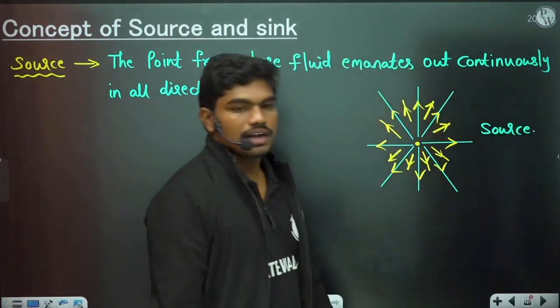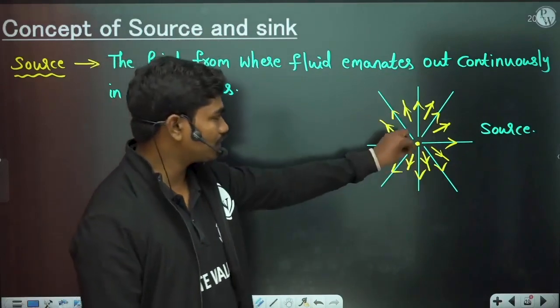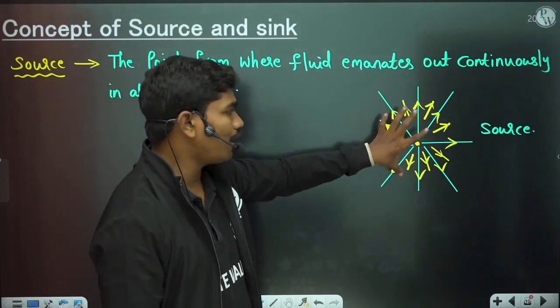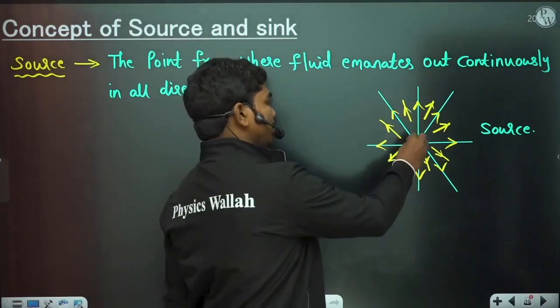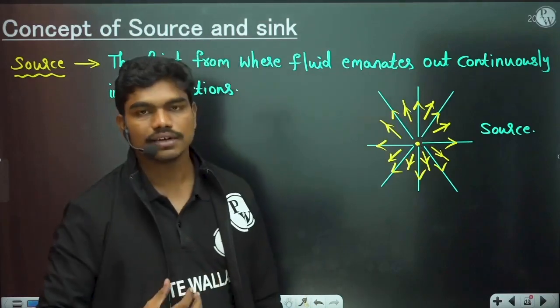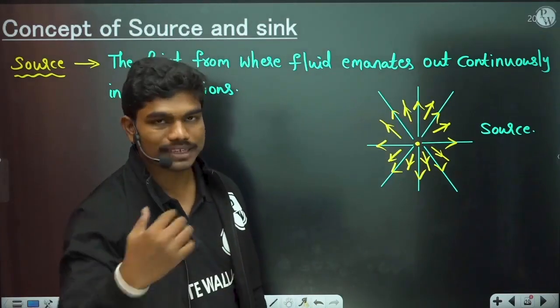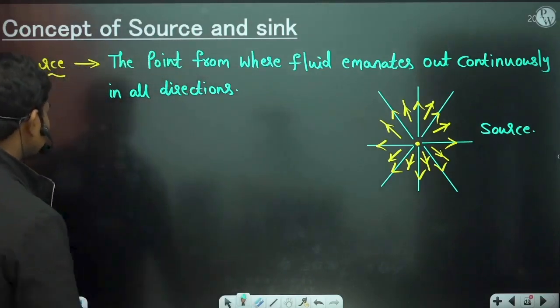Now, for a source, what is the complex potential function? From a point, fluid is continuously coming out in all directions, in all the 360 degrees. Whenever the fluid is coming out continuously, what is the complex potential function for this case? Look, I'll ask you something, so try to tell me.